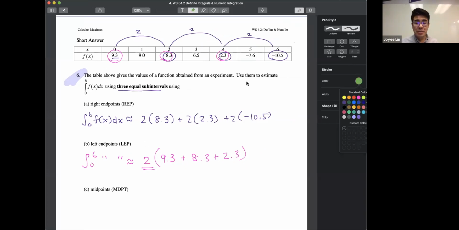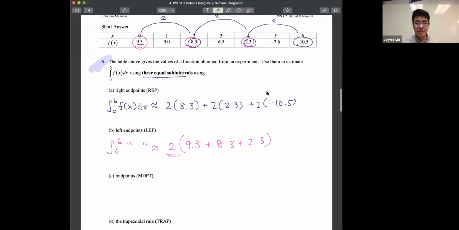We can also do midpoints. Right, if we do our midpoints, then we're going to use the middle values. We're going to use neither endpoint. Oops, don't use equals, use squigglies. 2 times 9.0 plus 6.5 minus 7.6. All right, so those are the straightforward ones.